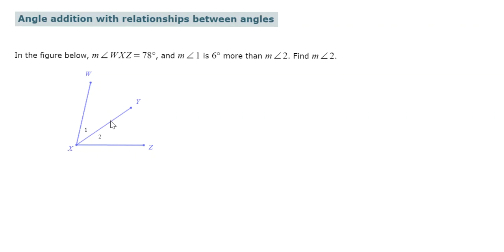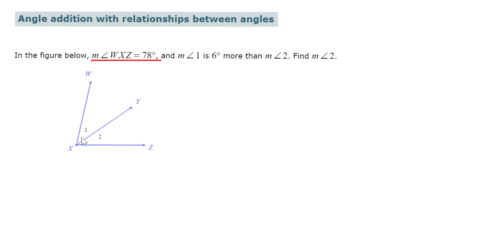So to start, let's go ahead and label what we do know. We know that the measure of angle WXZ is 78 degrees. Now the biggest tip I have when doing these types of problems in geometry is to write the picture down on your own piece of paper. So actually draw it out. It's really hard if we just look at the screen. So you'll notice I'm going to be labeling on the diagram. You need to do that on your own piece of paper.